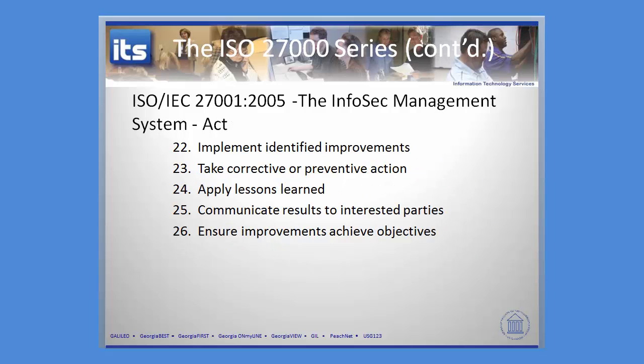During the act phase of the InfoSec management system, you're going to implement improvements. Hopefully there are continuous improvements taking place. Take corrective and preventive action as needed. Apply lessons learned through an after-action report process. Communicate those results and ensure improvements to achieve objectives. And then you loop all the way back around, and you're back into planning again. So this is a continuous loop of plan, do, check, and act. You're applying this against each of those previous sections that we talked about.